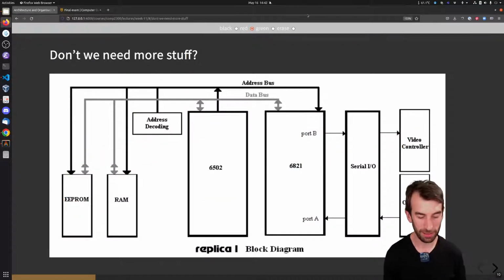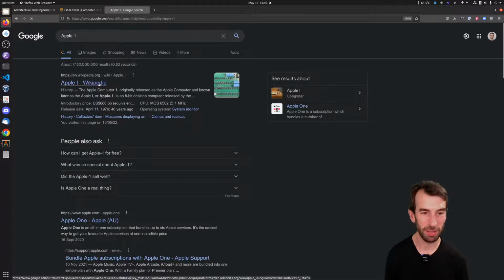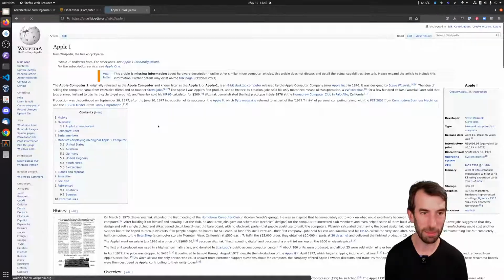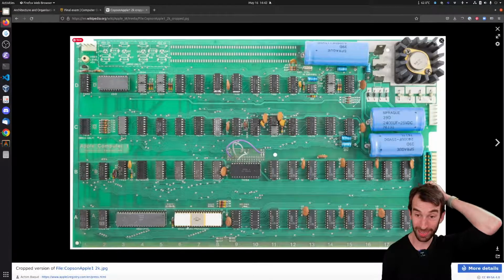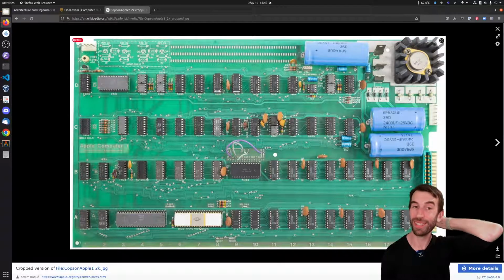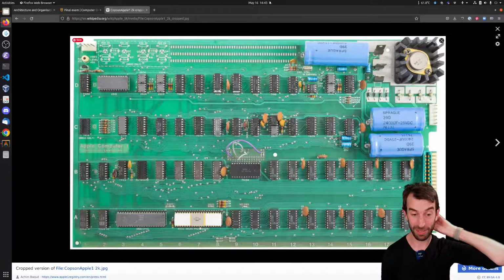What is this computer? It's called Replica 1. You might be wondering what it's a replica of. It's a replica of a little known computer called an Apple computer. This is an Apple computer. The Apple I, designed by Steve Wozniak and Steve Jobs in 1977, I think.